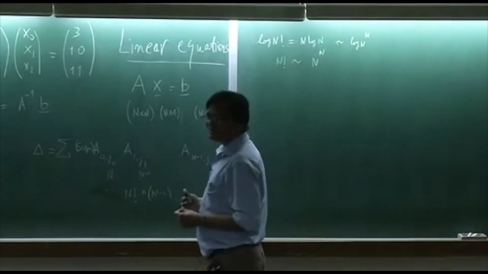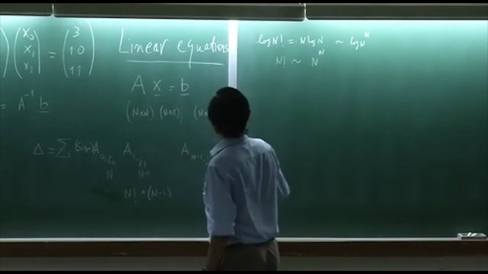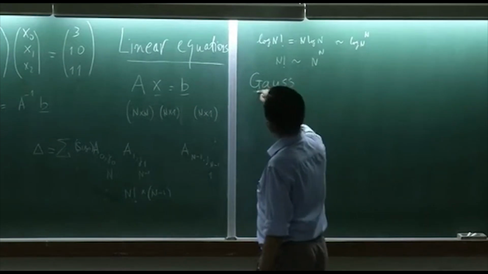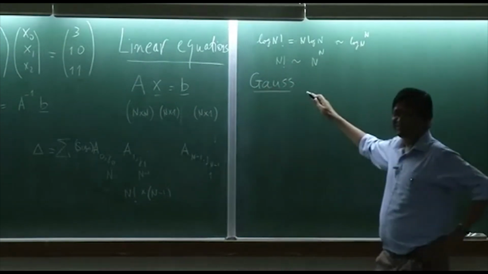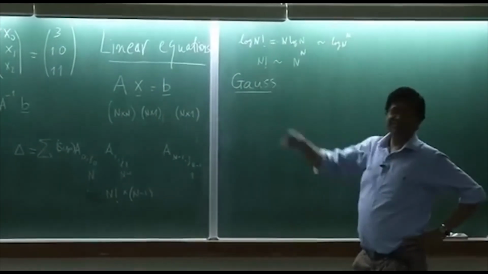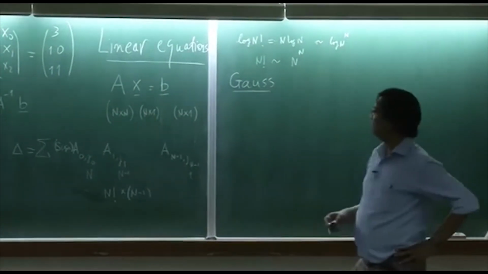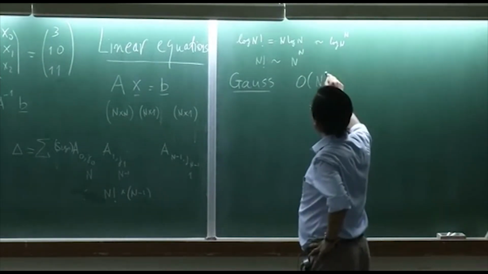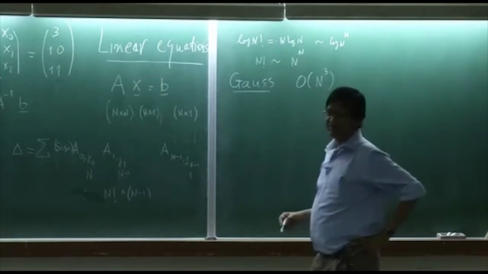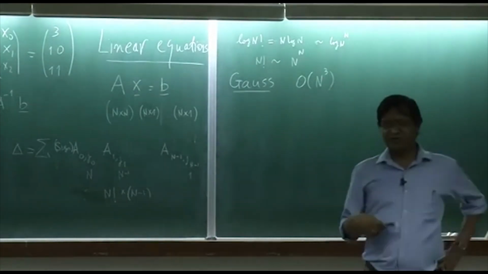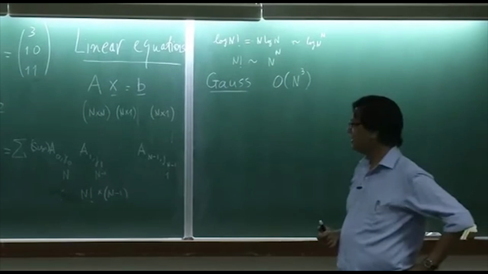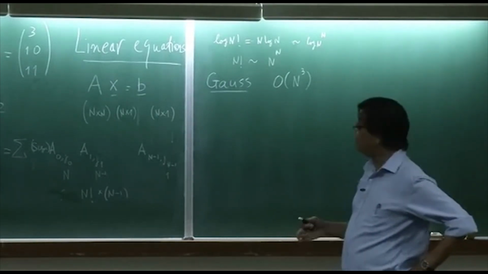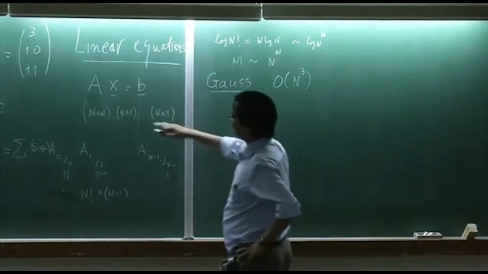So there were of course very clever people, and one of the cleverest persons in mathematics, nobody will doubt this, right? Gauss gave a scheme in which we can compute the inverse in order n cube. So not n power n, but order n cube. So let me first do, instead of computing A inverse, let us try to solve this equation.